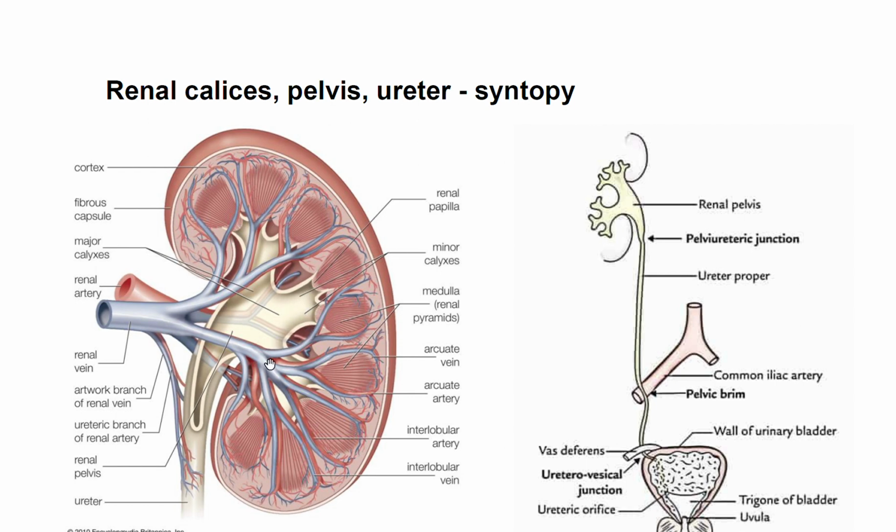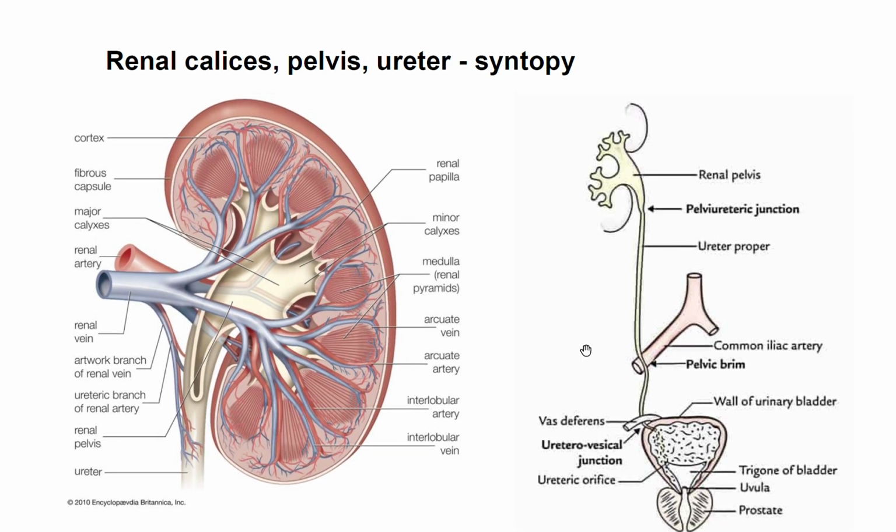Now the renal pelvis is a flattened funnel-shaped expansion at the start of the ureter, and it's basically formed by the fusion of the major calyces. It is responsible for draining the urine into the ureters. Now, what are the ureters?